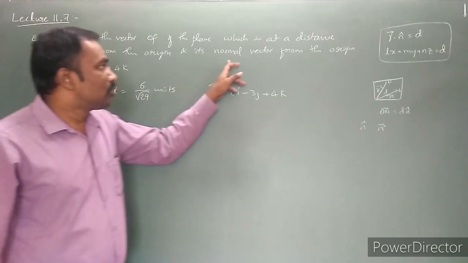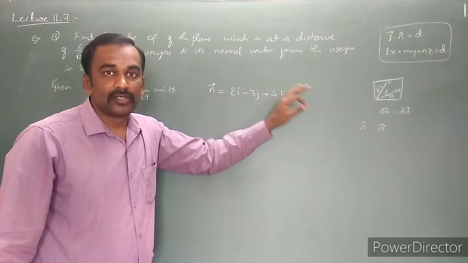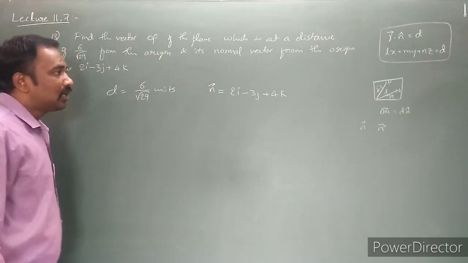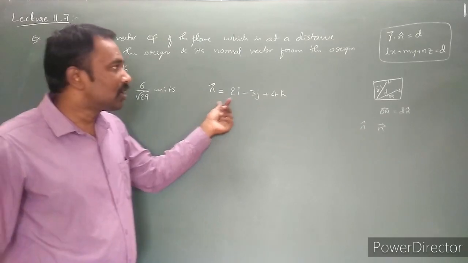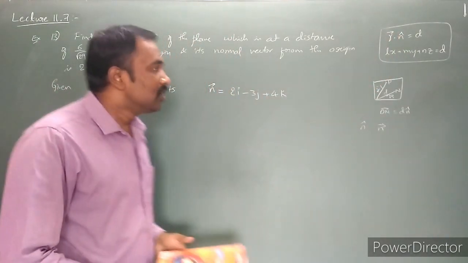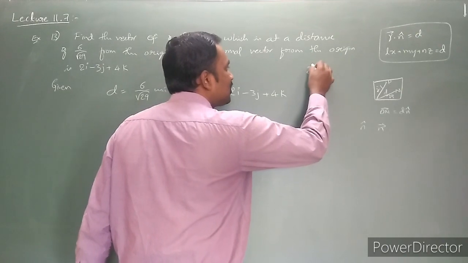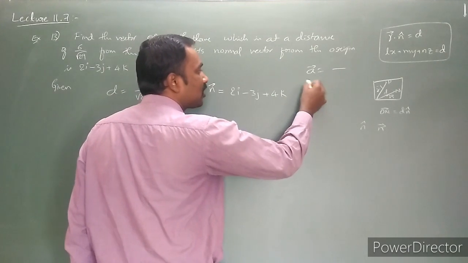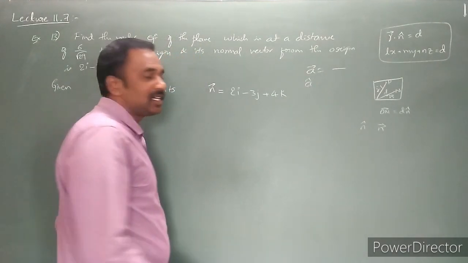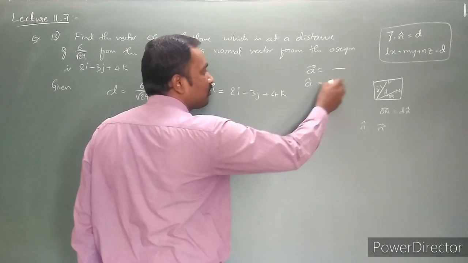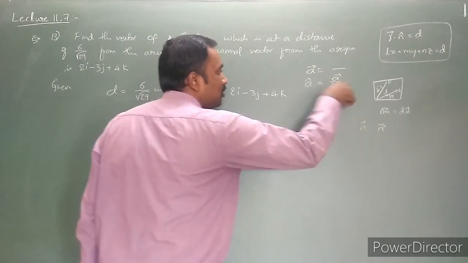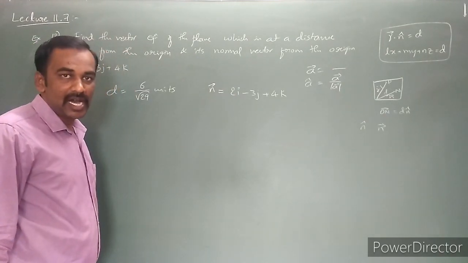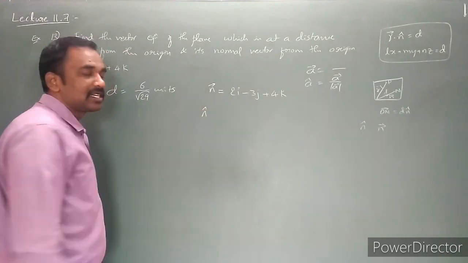Here the normal vector is given, n bar is equal to this one. But we don't need the normal vector; actually what we need is just n cap. Suppose a vector is given in component form, how do we find its unit vector? I have already mentioned the formula in the derivation of the plane. The unit vector of A is vector A divided by the magnitude of vector A. So from this n bar, we can easily get the unit vector n cap.